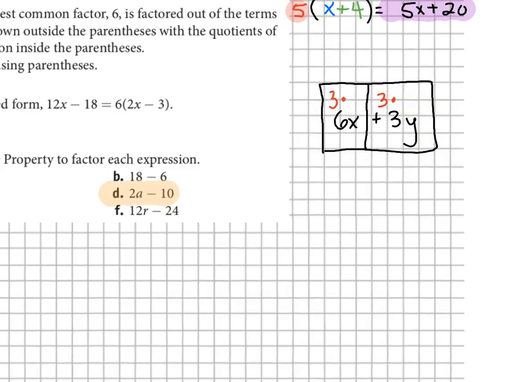Now that common number there, that common idea, whatever they have in common, my greatest common factor is going to go outside. Now 3 times something will give me 6x. That something that I'm looking for is going to be 2, because 3 times 2 gives me 6, and I need an x to make it a 6x. This number here, that extra number, that leftover factor, goes on top, 2x.